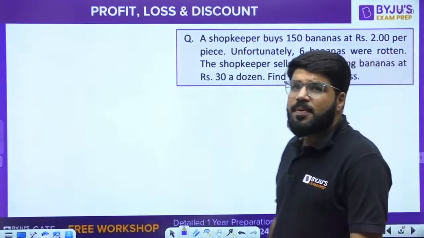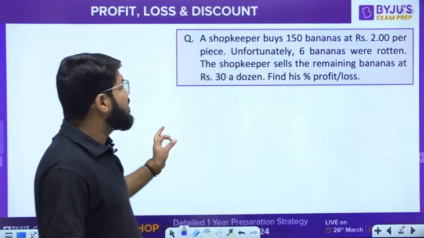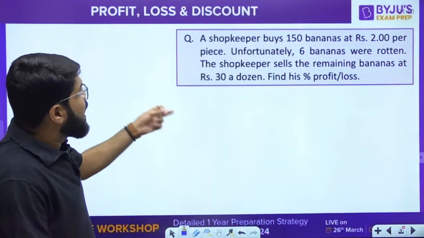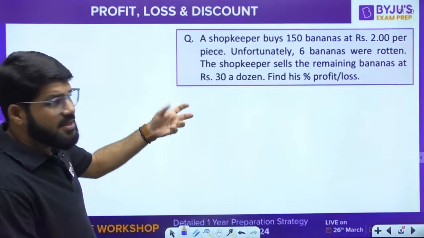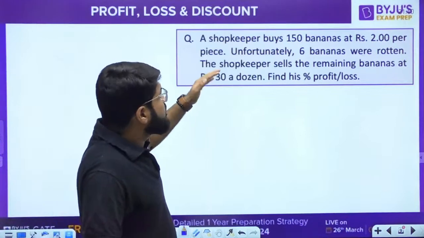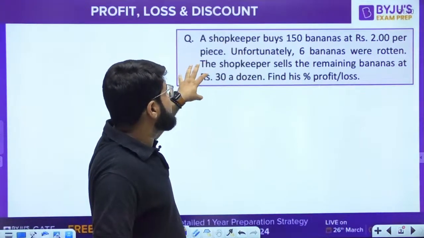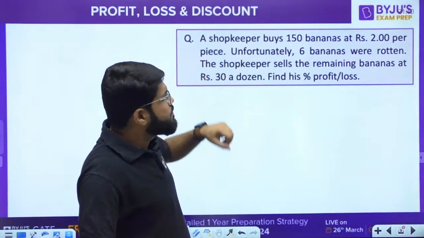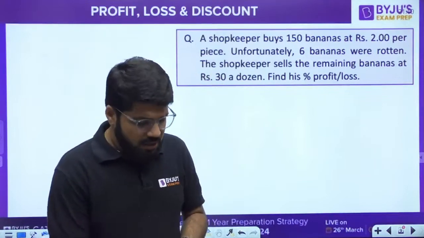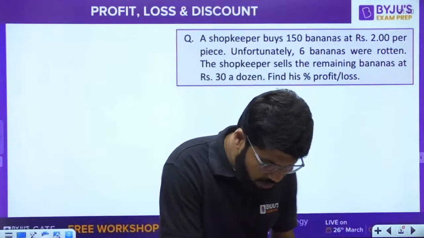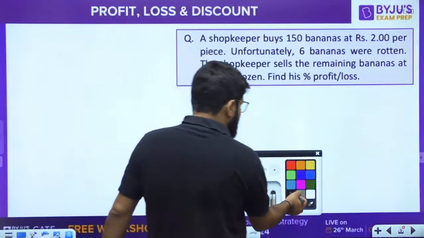A shopkeeper buys 150 bananas at rupees 2 per piece. Unfortunately, 6 bananas were rotten. The shopkeeper sells the remaining bananas at rupees 30 a dozen. What is his percentage profit or loss?